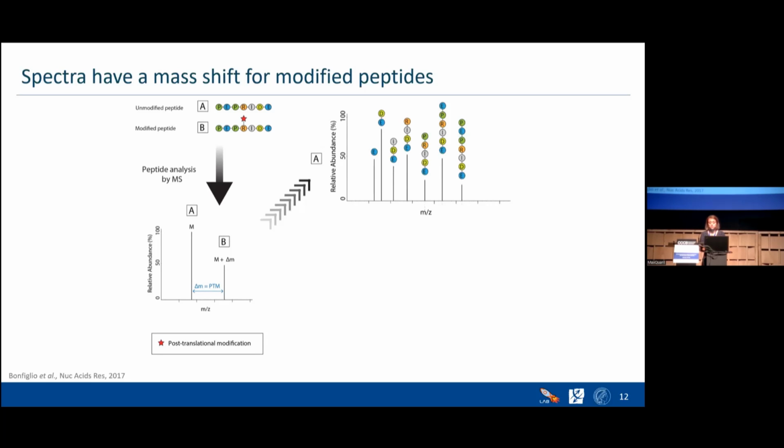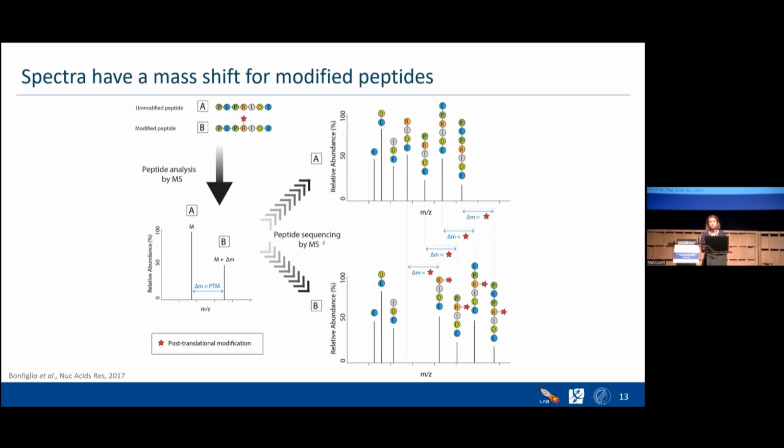On this MS/MS spectrum, we see the fragment ions. The smallest one has E, and the next peak has DE. All of them are fragments containing this part of the residues. But for peptide B, there is a star for the modification, so there is also a shift on the MS2 spectrum. The shift only happens when the fragment ion contains the PTM.